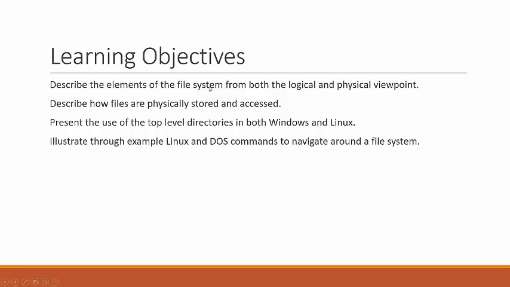So what are we talking about? Well, we're going to talk about elements of the file system, what makes it up, both from the logical and physical viewpoint, right? Both are important and both are relevant. We'll look at how files are actually stored, what's actually happening on that little spinning magnetic piece of material. And we're going to look at how the file system is laid out in both Windows and Unix/Linux file systems. They are different. The principles remain the same, but the presentation is totally different. So we're going to look at that.